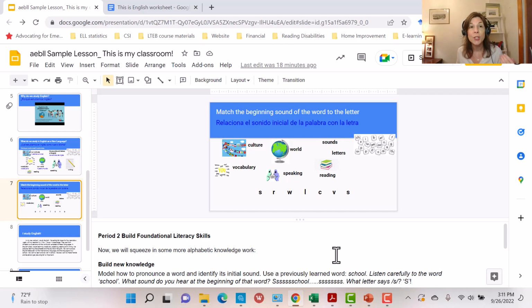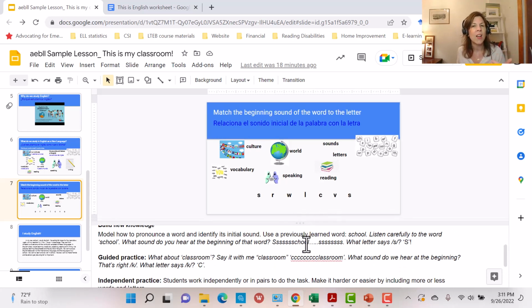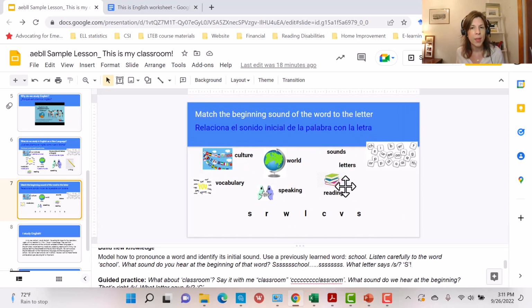School, school. What sound do you hear? S, school, okay? And have them repeat the s. What letter says s? And then you're going to point to the S, okay? You're going to do a guided practice with them. And finally, they're going to do this on their own. If you want to make it harder for the students who can do it, give them more words. Make it easier with less words, okay? Make it easier doing only guided practice if you're not sure they can do this by themselves yet.